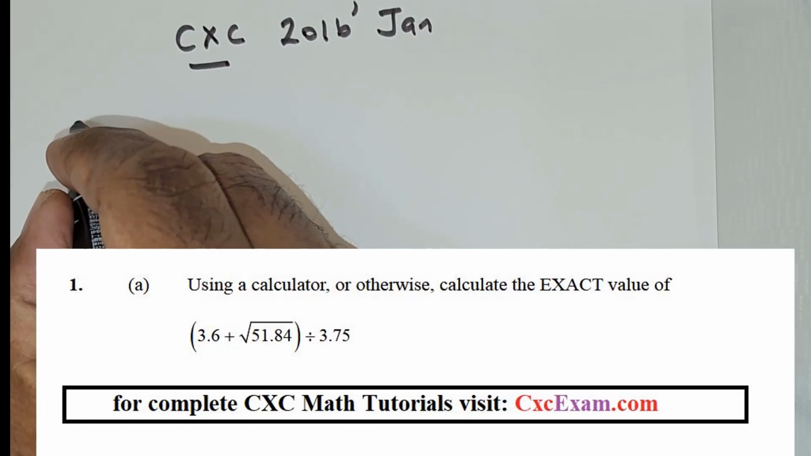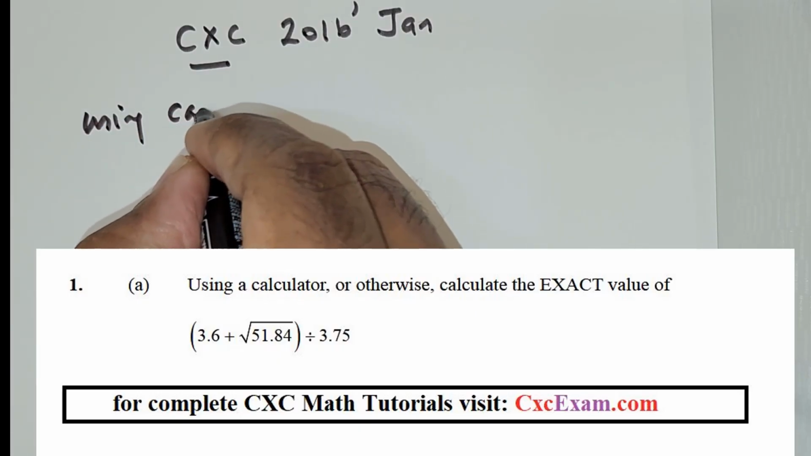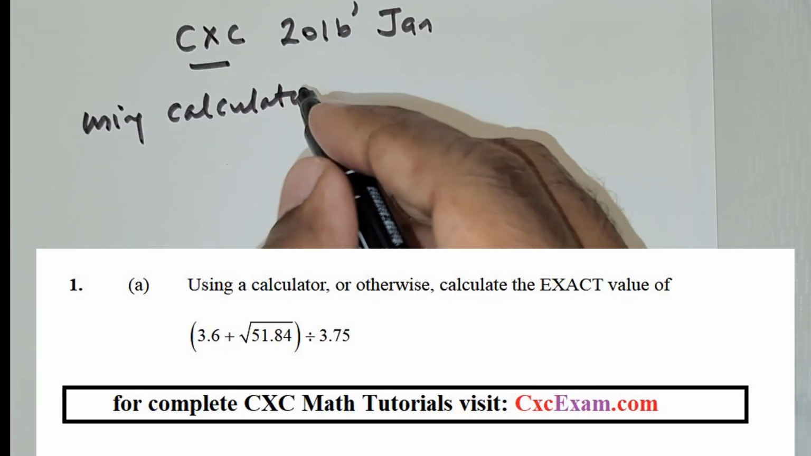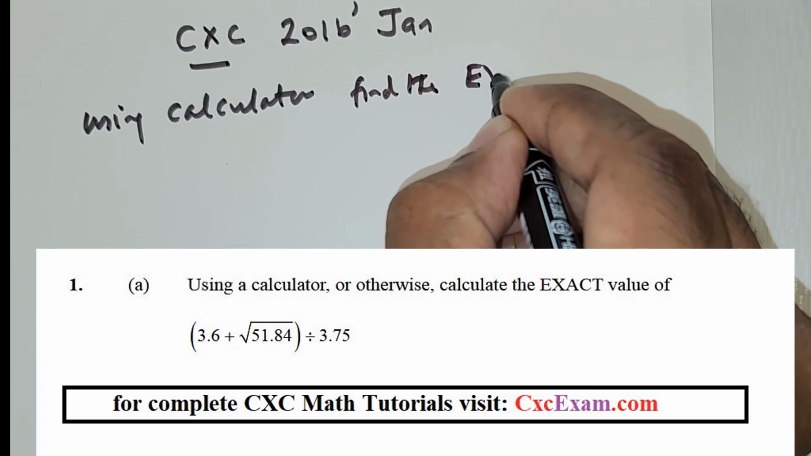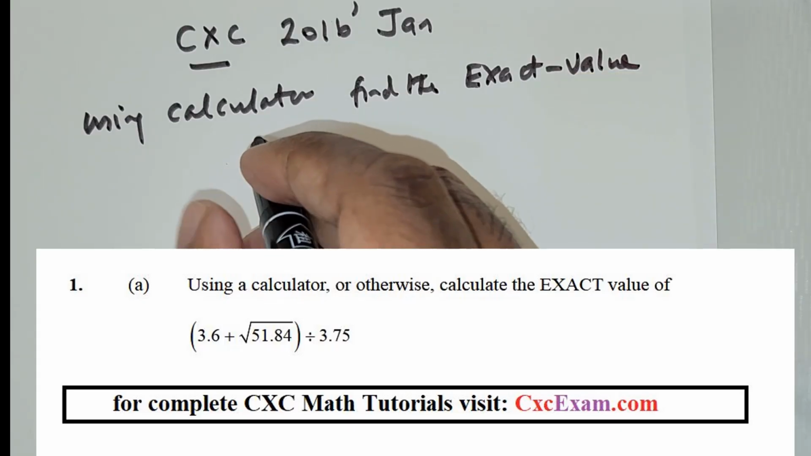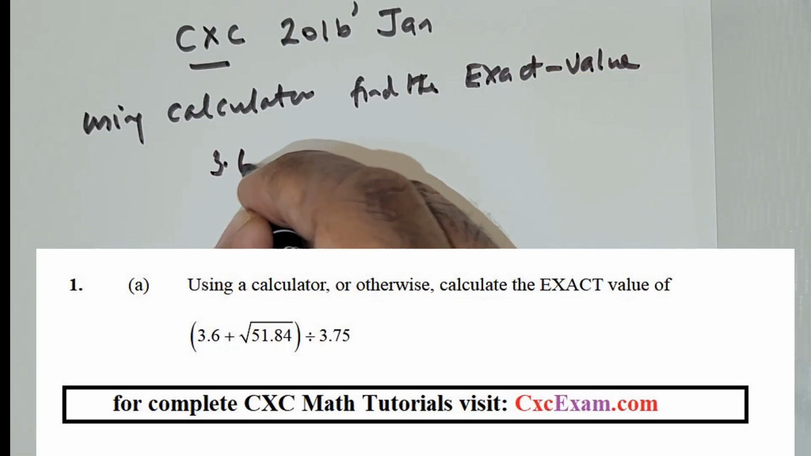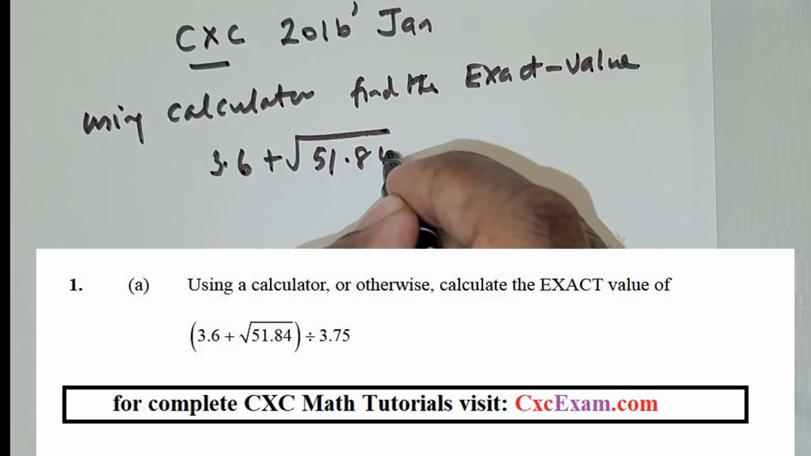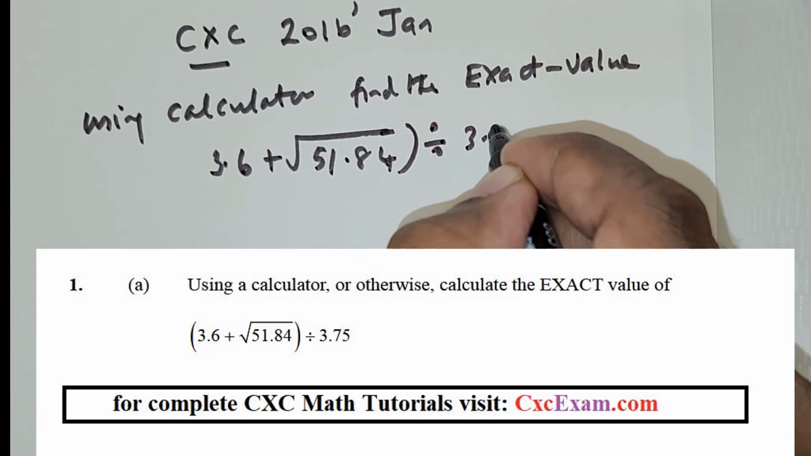Now this is the first question. It says using a calculator or otherwise find the exact value of 3.6 plus the positive square root of 51.84, divided by 3.75.